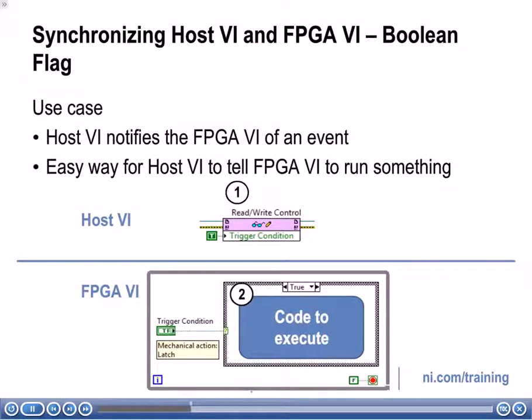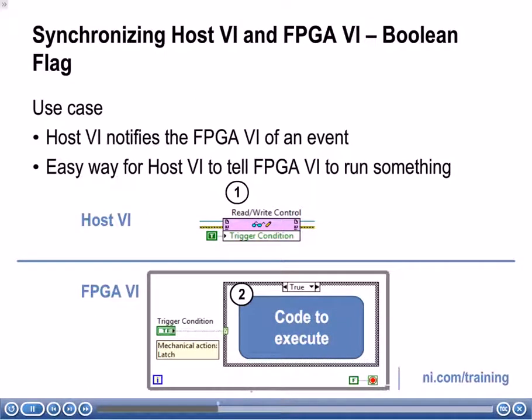Okay, so let's talk about the Boolean flag method. For this particular method, the use case again is something happens on the host, and then every time that event happens, you want to notify the FPGA VI so the FPGA VI can respond to that event. So this is a very easy implementation for the host to tell the FPGA VI to run something, for example.